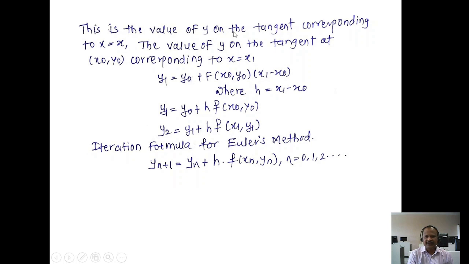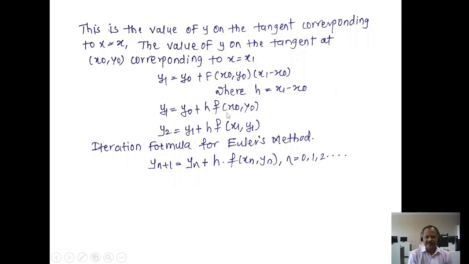This is the value of y on the tangent corresponding to x is equal to x1. The value of y on the tangent at x0 comma y0 corresponding to x is equal to x1 is given like this: y1 is equal to y0 plus f of x0 comma y0 into x1 minus x0. This x1 minus x0 is called the interval, and it is denoted by h. So h is equal to x1 minus x0. So from this we can write the formula of y1: y1 is equal to y0 plus h into f of x0 comma y0.